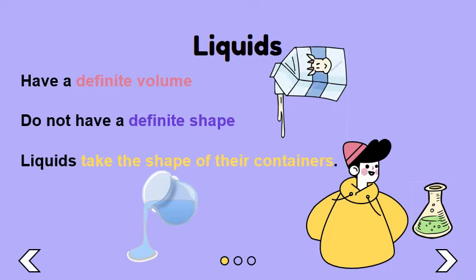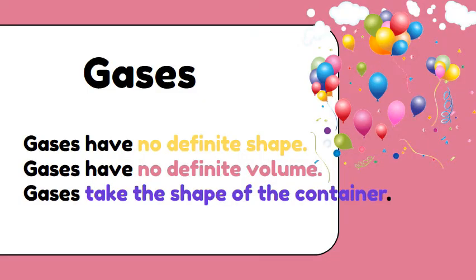Okay? While gases have no definite shape and no definite volume. Gases take the shape of the container. For example, if you got an empty balloon or an empty bag, as much air as we fill inside the balloon, it grows bigger and bigger. So gases take the shape of the container.